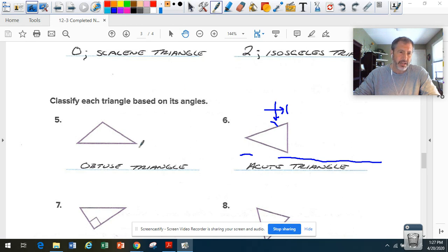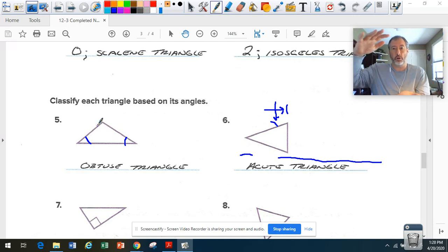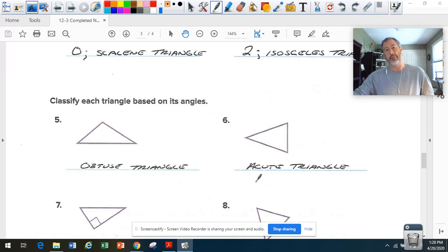Sometimes these are harder to look at, but looks like acute. Looks like acute to me. Uh-oh, this one here. You may have to turn your book around just to see if it looks like an obtuse angle or not. So you may want to rotate the book and see if it looks obtuse, which this one here does. This is an obtuse angle here. So this makes this an obtuse triangle. Very, very good.